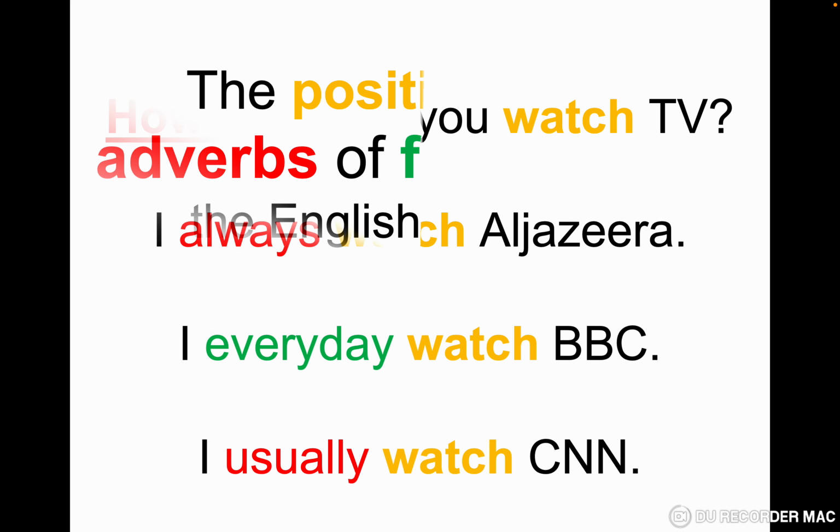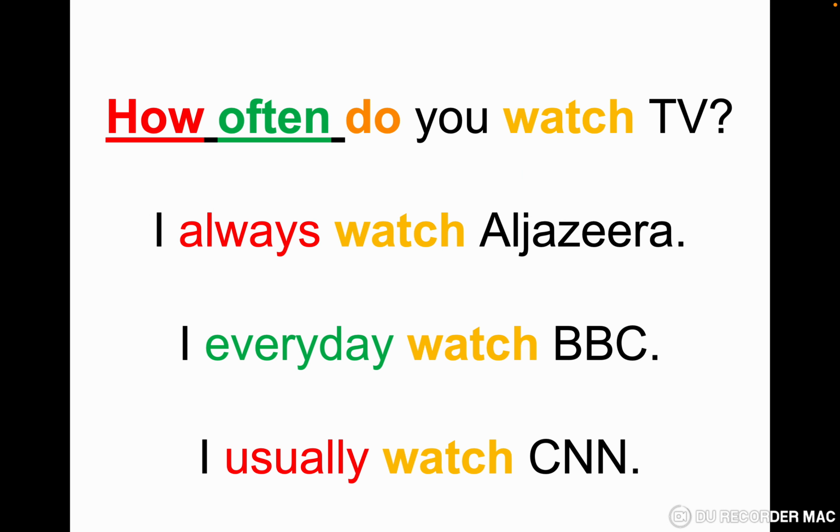Let's see. Now we are going to ask a question, and in the answer we are going to answer with adverbs of frequency. For example, the first question is, how often do you watch TV? TV in general. I always watch Al Jazeera TV. Always is between I and watch. I is the subject and watch is the verb. So I always watch Al Jazeera TV.